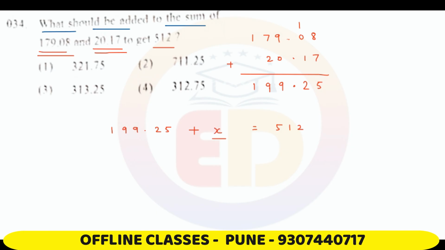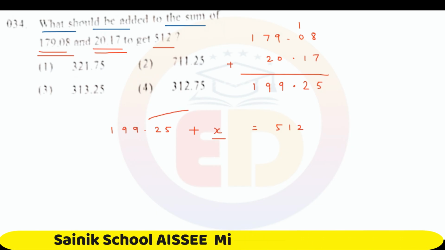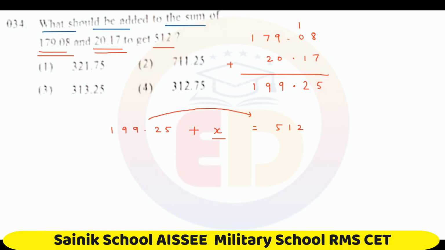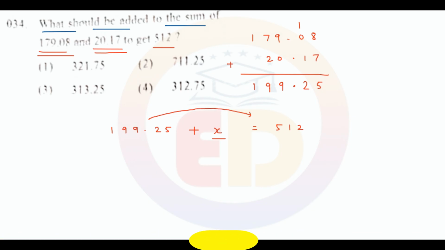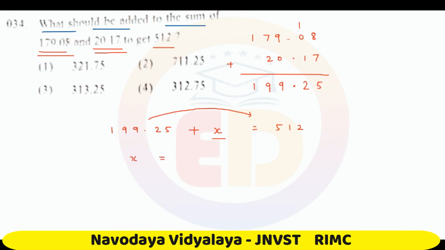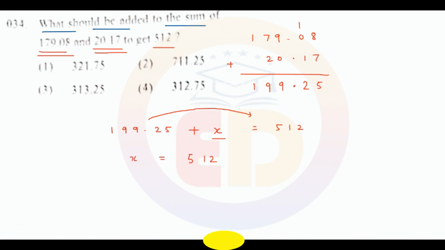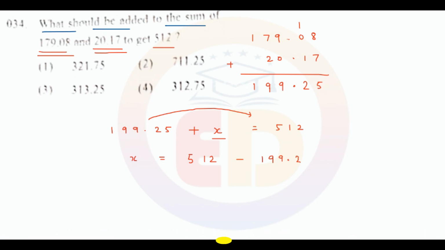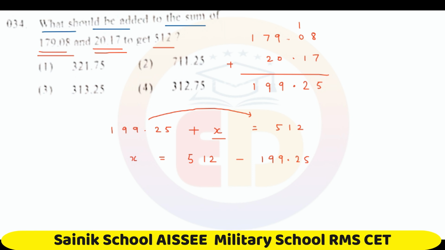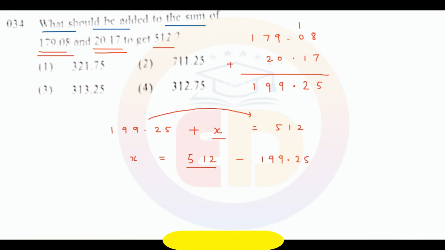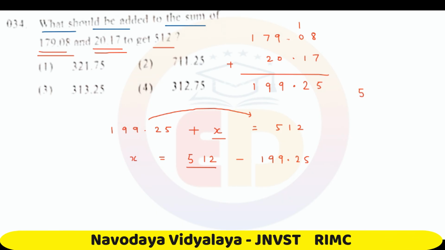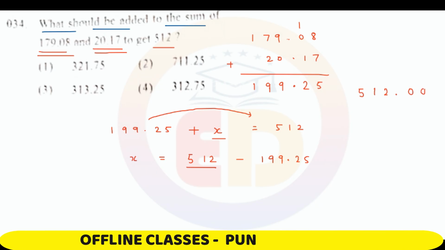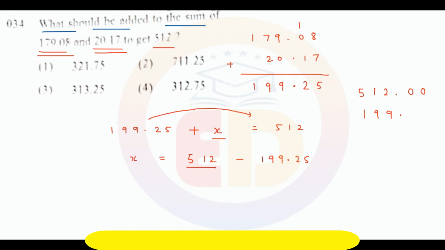To find the value of X now, we have to take 199.25 from the left hand side to the right hand side, and then subtract it from 512. Now 199.25 has two decimal places, so 512 also I'll make two decimal places by adding a decimal point on the right hand side and placing two zeros. Let us subtract 199.25 from this.